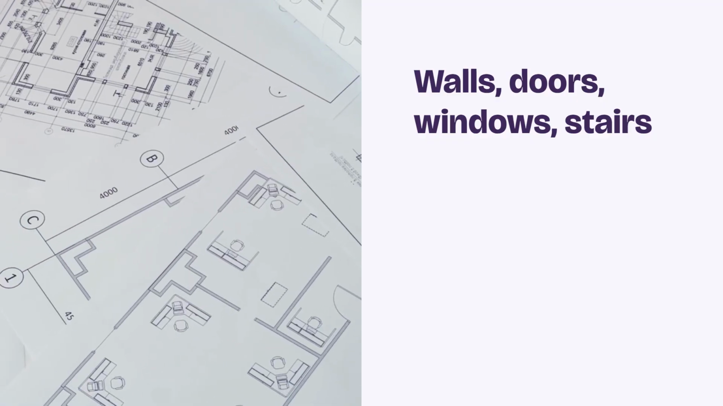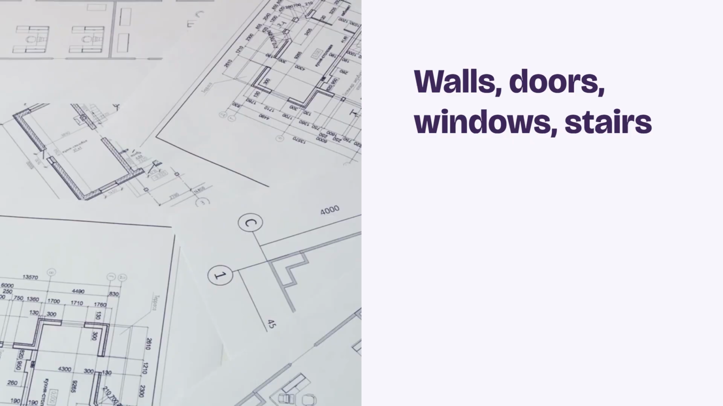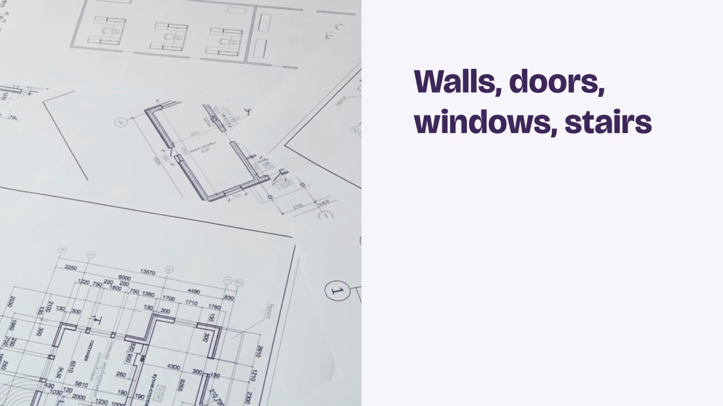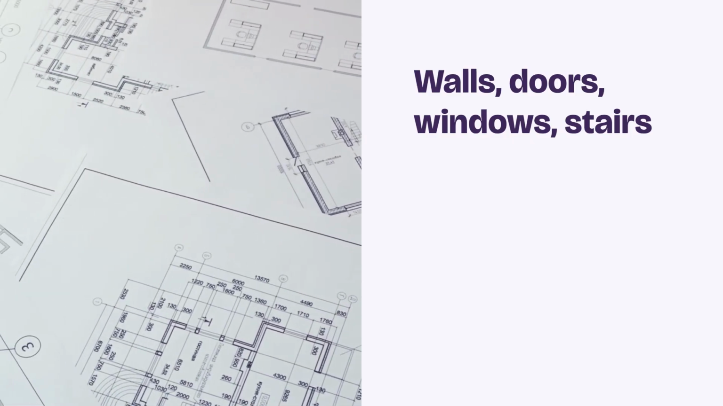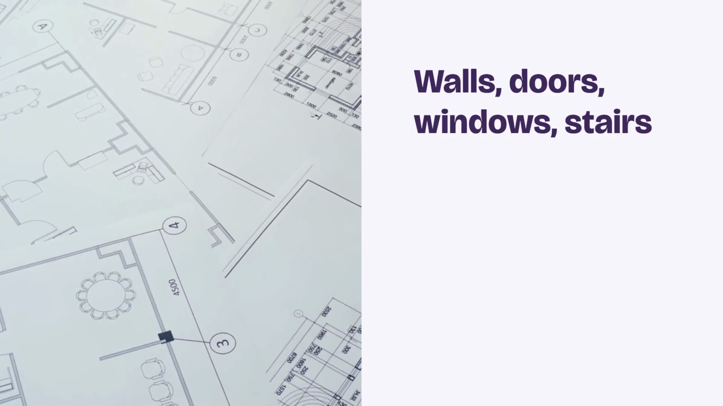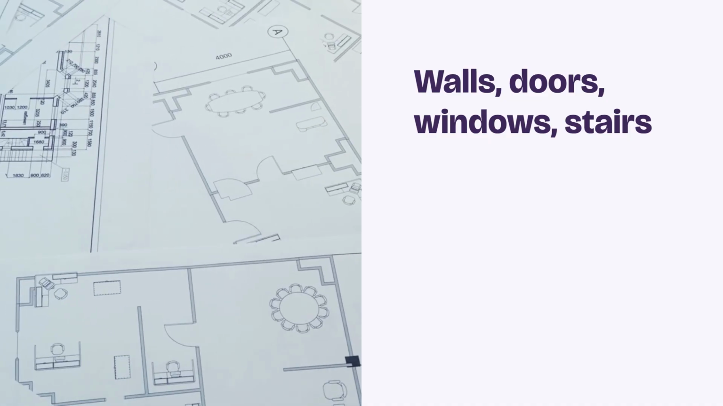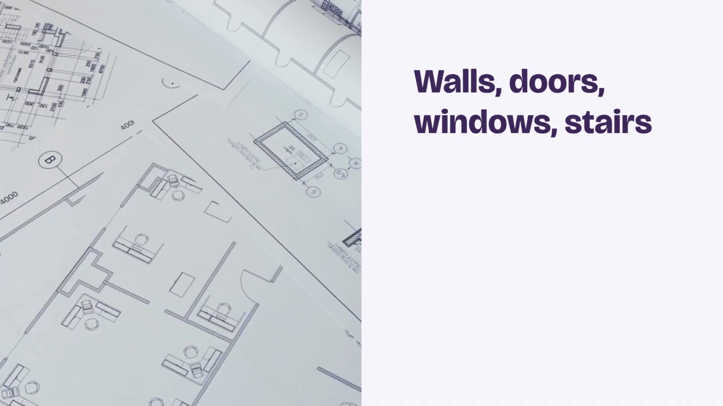Now, let's break down the floor plan. Walls are typically represented by parallel lines. Doors show as arcs or gaps in the wall lines, indicating their swing direction. Windows appear as thinner parallel lines or rectangles within the wall. Staircases often use parallel diagonal lines, sometimes paired with arrowheads showing travel direction.